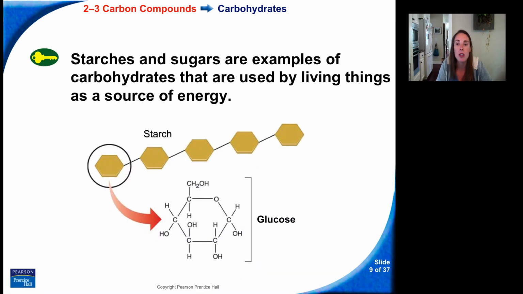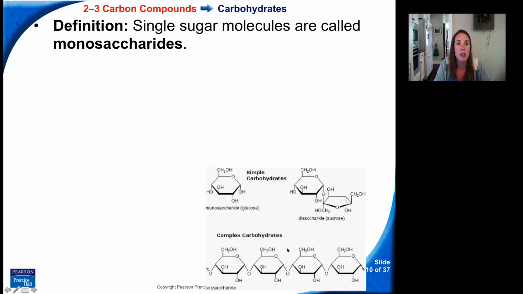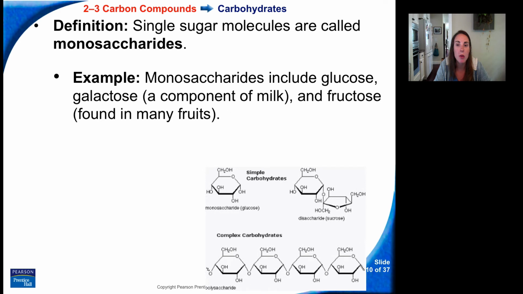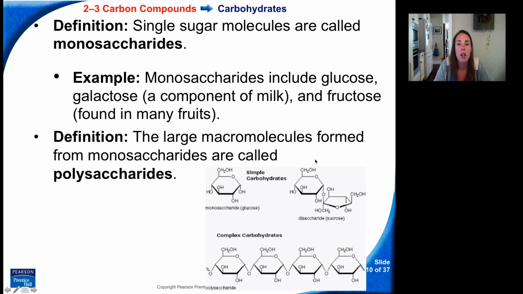So starches and sugars are examples of carbohydrates that are used by living things as a source of energy. So a starch is a long polymer made up of many monomers of glucose. So single sugar molecules are called monosaccharides. Remember, mono means one. So monosaccharides include glucose, galactose, which is a component of milk, and fructose, which is found in fruit. The large molecules formed from monosaccharides are called polysaccharides.